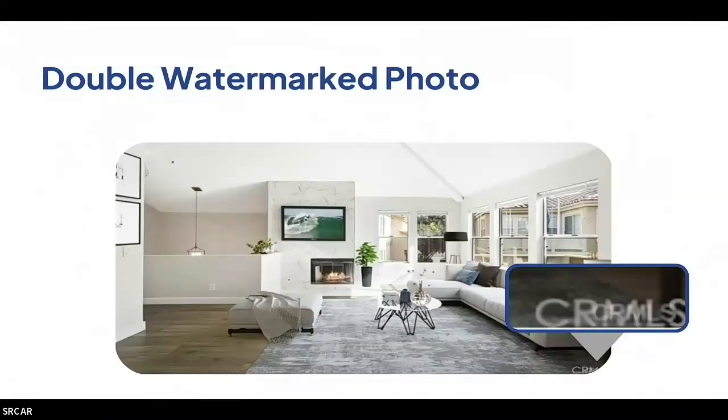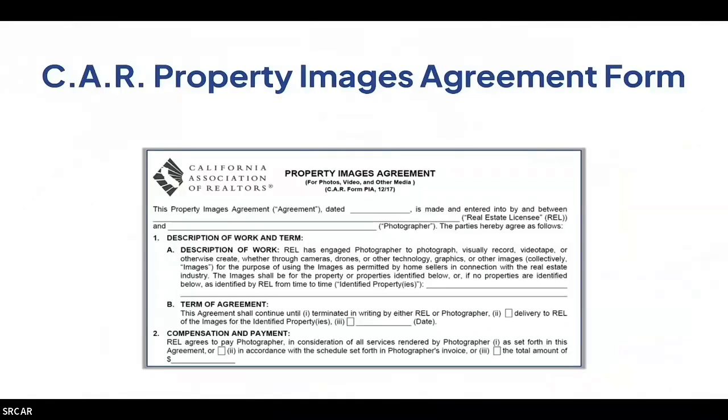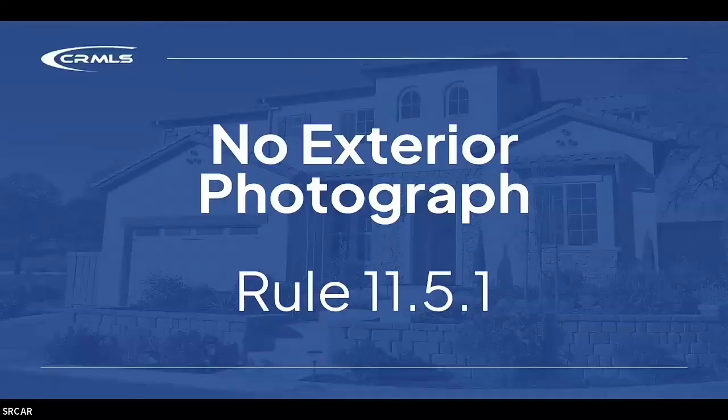So the bottom highlighted box there is an example of what a double watermark looks like. They're not always that obvious. Sometimes they overlap much closer, so they almost look like a shadow, but again, double watermarks are prohibited. This is the property images agreement form. It is in Zipform, so if you don't have any other way of obtaining written authorization for photos you didn't take, this is a good form to have. Again, it's not required, it's just recommended.